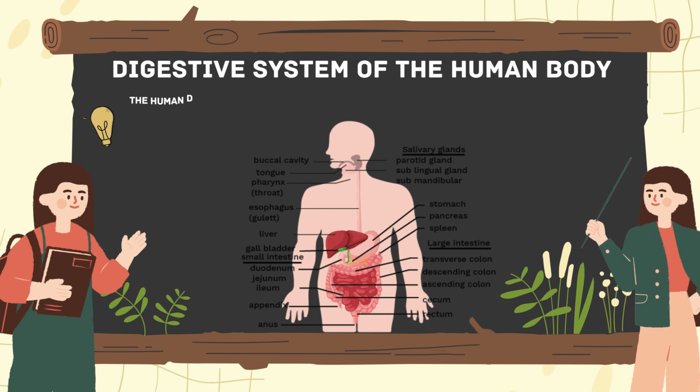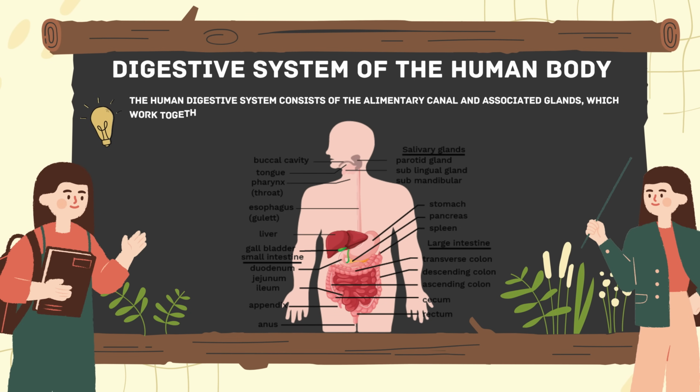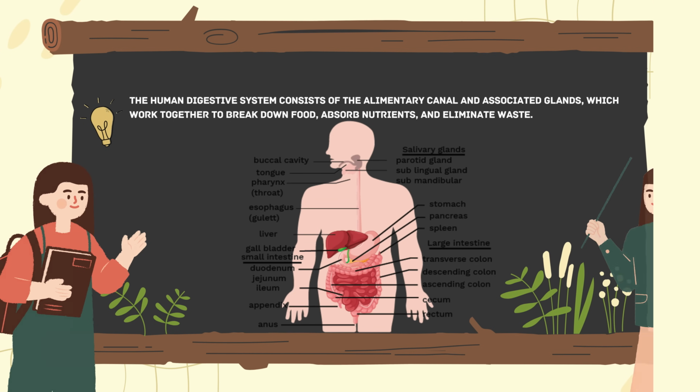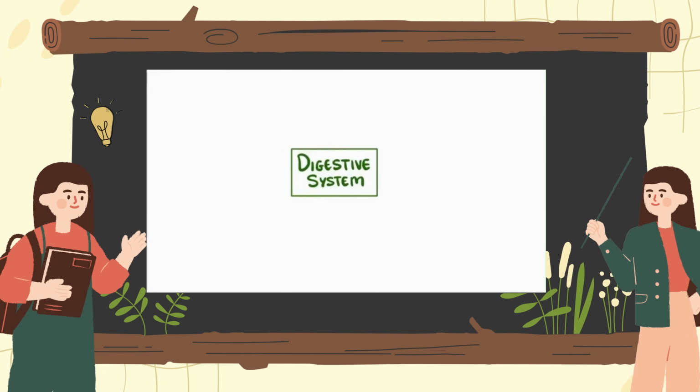Starting with the digestive system of the human body, the human digestive system consists of the alimentary canal and associated glands, which work together to break down food, absorb nutrients, and eliminate waste. See the image. So, let's understand in detail. In this video we are going to take an overview of the digestive system. We will take a look at what it does, how it works, and the different organs we need to know about.